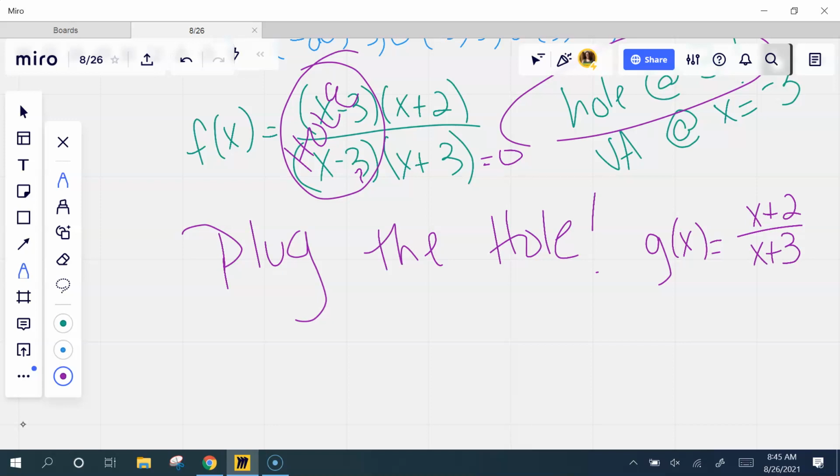Me too. I don't like it. I like g of x. I see it on the SAT and they always talk about relating g of x and f of x.